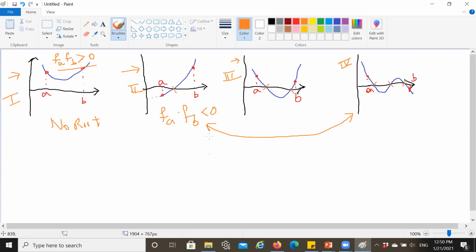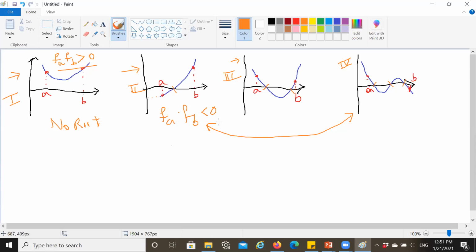So we see that if the signs of the functional values at the given endpoints A and B, if the product of the functional values is negative, then the function intercepts the x-axis an odd number of times. It either intercepts 1 time, or 3 times, or 5 times. Am I right? Can I say that?